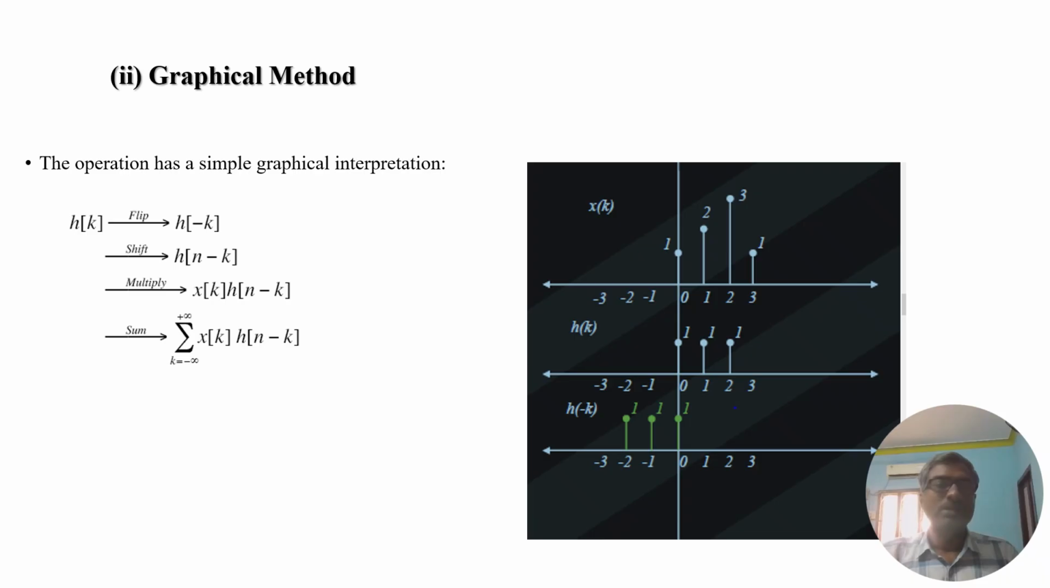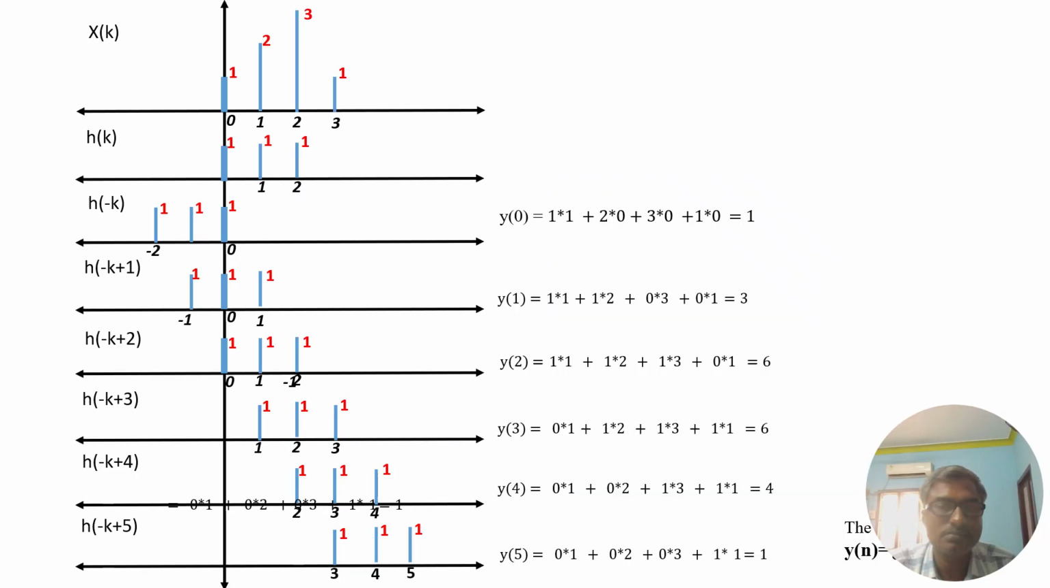The second method of computing linear convolution is the graphical method. In the graphical method, the magnitude of the input sequence is plotted as shown in the first graph. Similarly, the magnitude of the impulse response is plotted as shown in the third graph. Then the impulse response is time reversed.